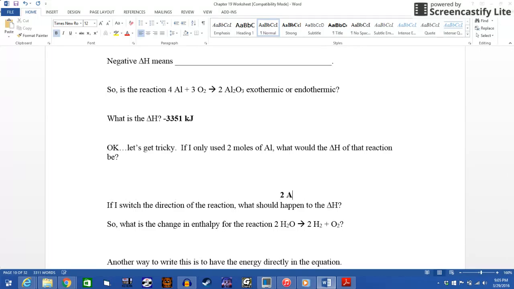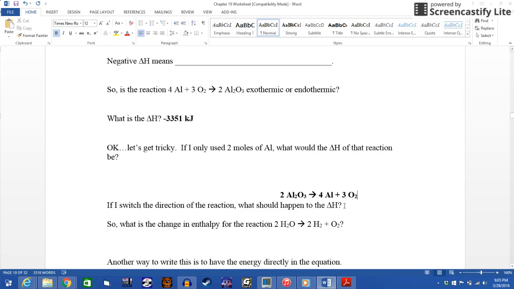Go back to the original one, not the one that I just had. Let's see. 2 aluminum oxides goes to, if you do 2 dashes and a greater than sign, it magically turns into an arrow. It's good stuff. Goes to 4 aluminums and 3 oxygens. Okay. So if I switch the direction, what would the delta H of that reaction be? All I did was switch the reactants and the products here.